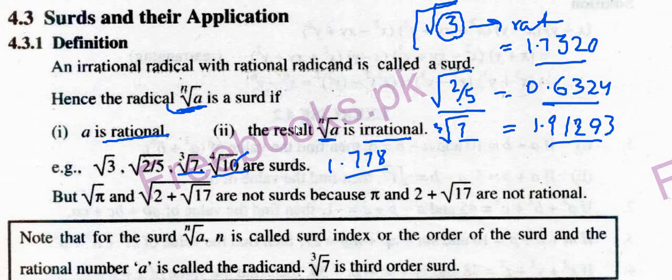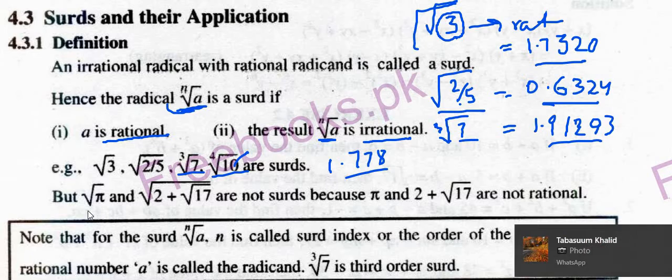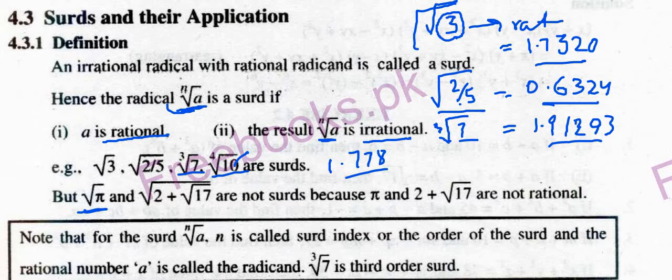Okay, what about those which are not surds? For example, this. Check two conditions. First one, A is rational. What is A in this example? Pi, and we all know that pi is an irrational number. That's why this is not a surd.